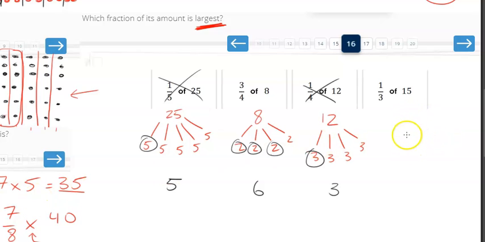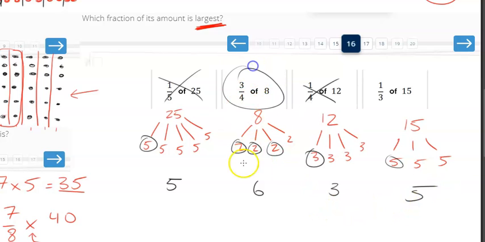And 1/3 of 15. So 15 split up, we have 5, 5, 5. We only care about one of them, which is 5. So from that, the biggest one is this one because it's 6. So 3/4 of 8, even though this 8 is a small amount in comparison to 25, to 12, and to 15, 3/4 of it is greater in comparison to 1/5 of 25, 1/4 of 12, and 1/3 of 15. So our answer will be this one.